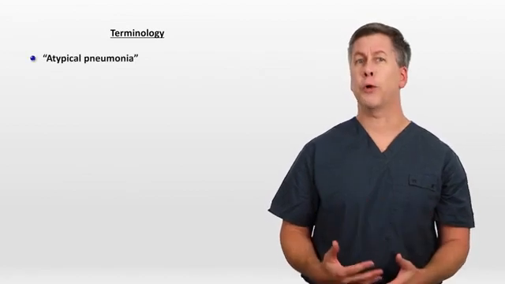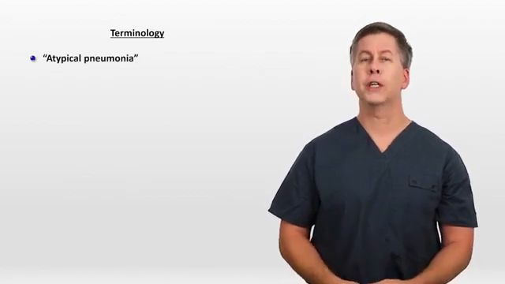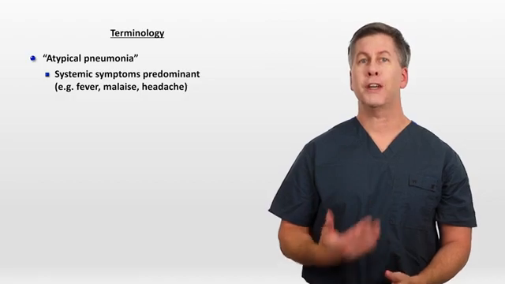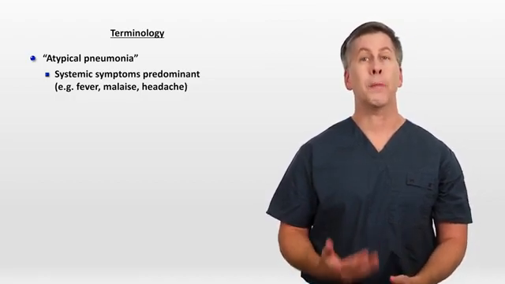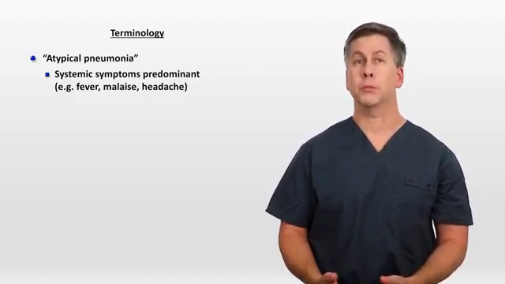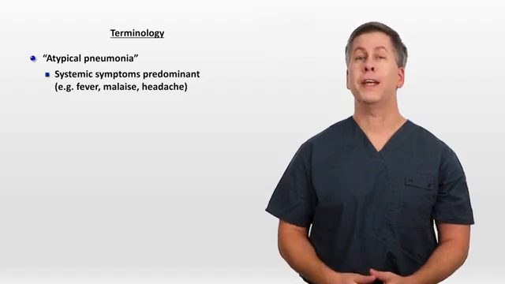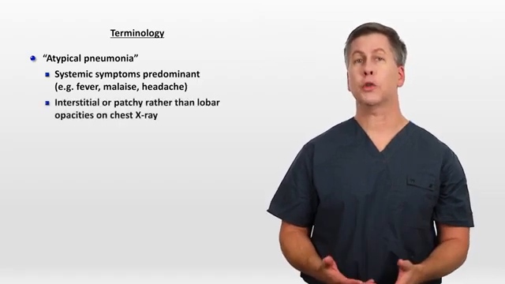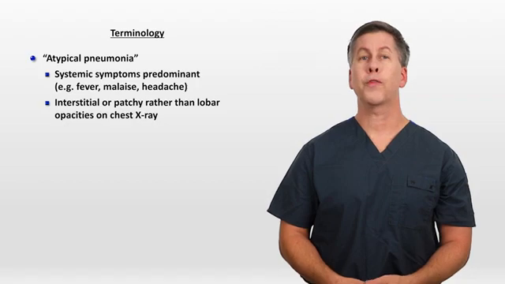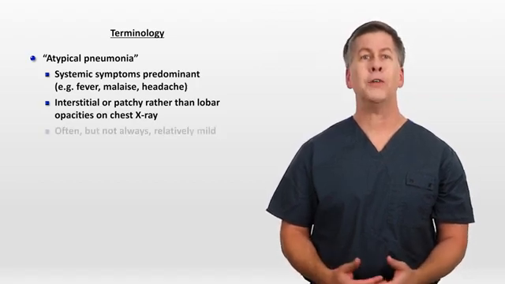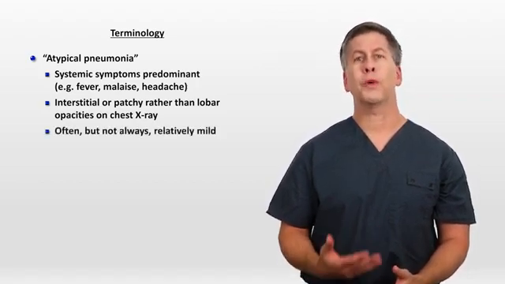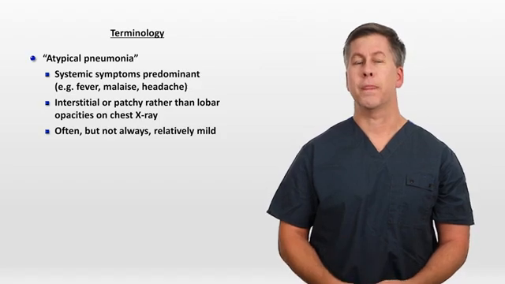I'll take a moment to discuss a few confusing points of terminology. Atypical pneumonia refers to a pneumonia in which systemic symptoms such as fever, malaise, and headache predominate over respiratory symptoms such as dyspnea. The chest X-ray shows interstitial or patchy opacities rather than lobar ones, and the illness is often, but not always, relatively mild in severity.